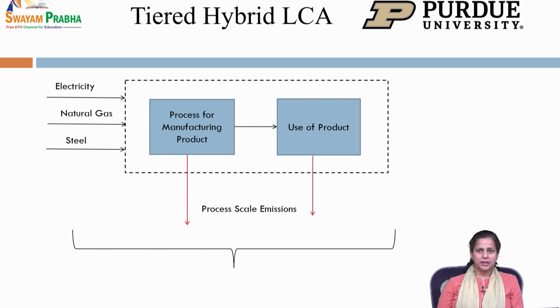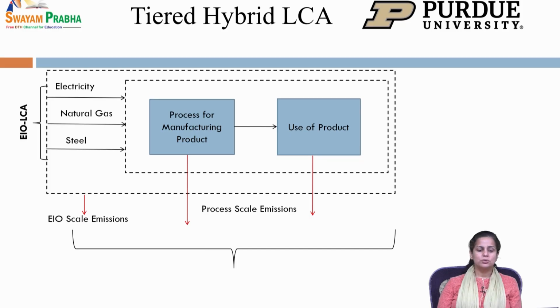So, let us look at the tiered hybrid LCA in a little bit more detail. In tiered hybrid LCA, let us consider this LCA, and we have two processes in our system boundary. One is the process for manufacturing the product. It can be any product that we are looking at, and then we are using the product. So, for these two processes we have full information of input and output. We have the process scale emissions for both of these life cycle stages, and we know that for the process of manufacturing we have electricity, natural gas and steel input. So, we have that upstream information, but we do not have information about the process of steel manufacturing or the process of natural gas and the process of electricity generation.